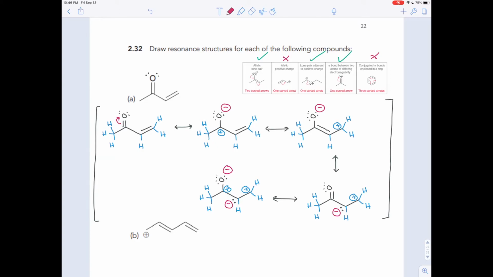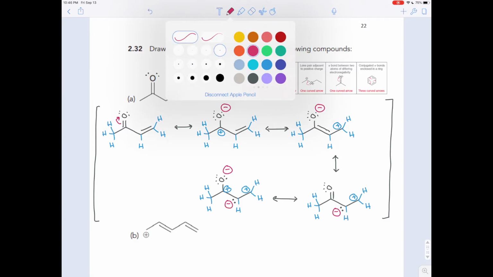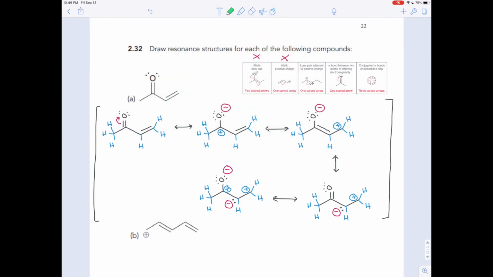So first, is there an allylic lone pair in this molecule? There's not. We don't have any double bonds or pi in that molecule, so there's no allylic position. So we don't have that. For the same reason, we can't have an allylic positive charge. We just don't have a double bond, so nothing can be one atom away from an atom in a double bond. Do we have a lone pair adjacent to a positive charge? Yeah, we've got a couple of those.